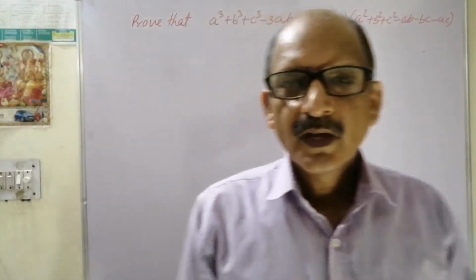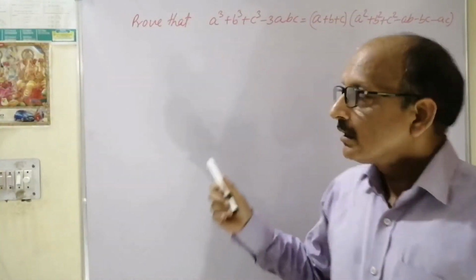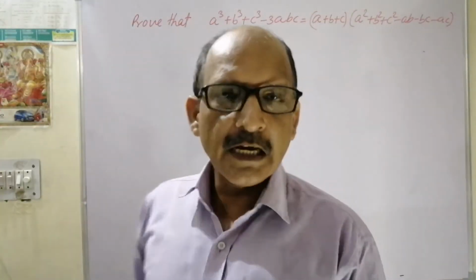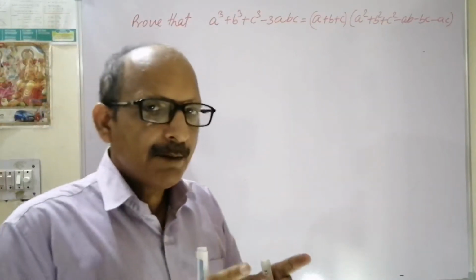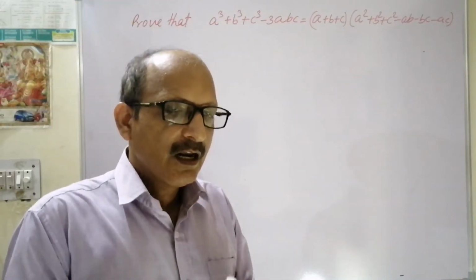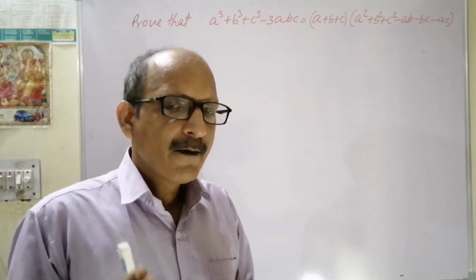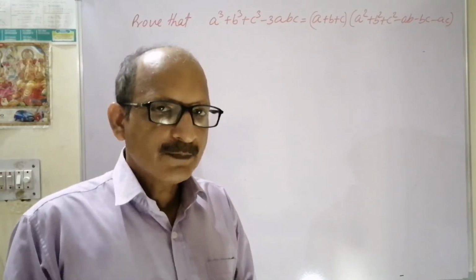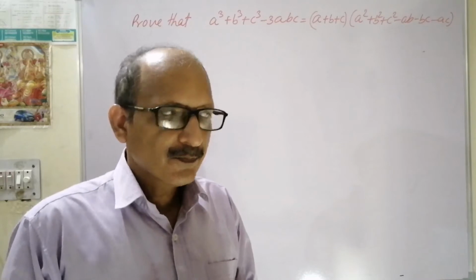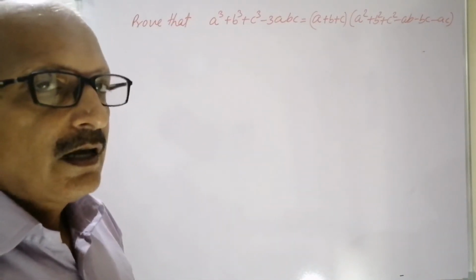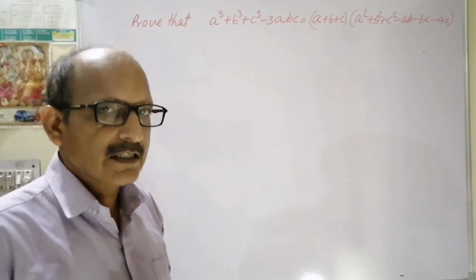Namaskar students, this is the question. Prove that a cube plus b cube plus c cube minus 3abc is equal to (a plus b plus c) in one bracket, and in the next bracket (a square plus b square plus c square minus ab minus bc minus ac). Also this can be asked: factorize a cube plus b cube plus c cube minus 3abc.